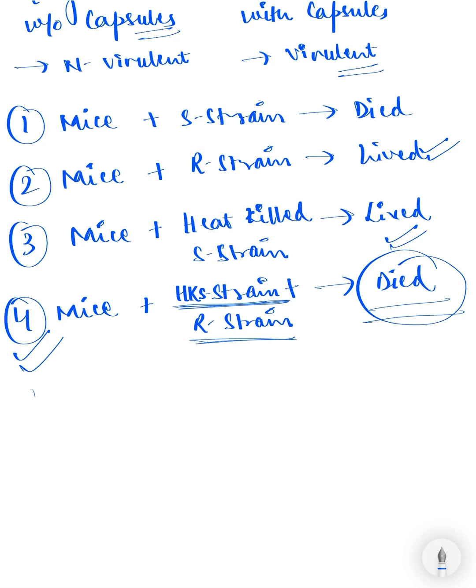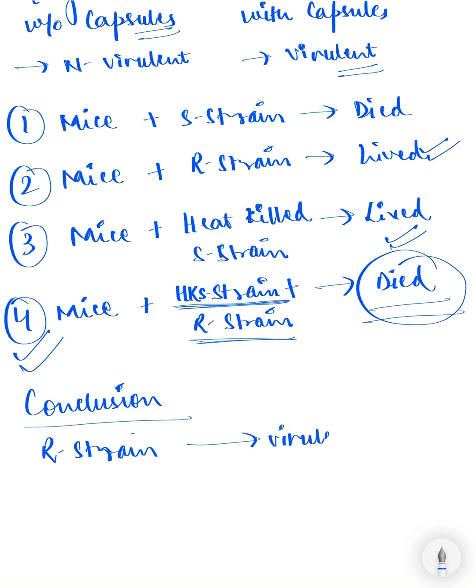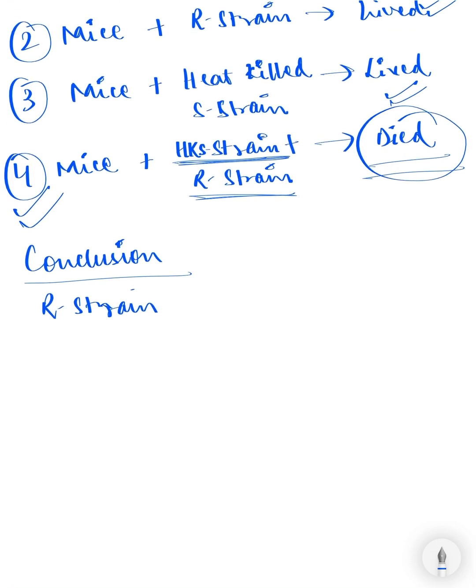So what was the conclusion of this experiment? That somehow the R strain bacteria were transformed by the S strain, but he was unable to understand the cause of this transformation. He said that somehow this R strain bacteria got converted into the virulent form by the S strain, and he called this the transforming principle. This is the reason the R strain bacteria got converted into the S strain virulent form. This is called the transforming principle.